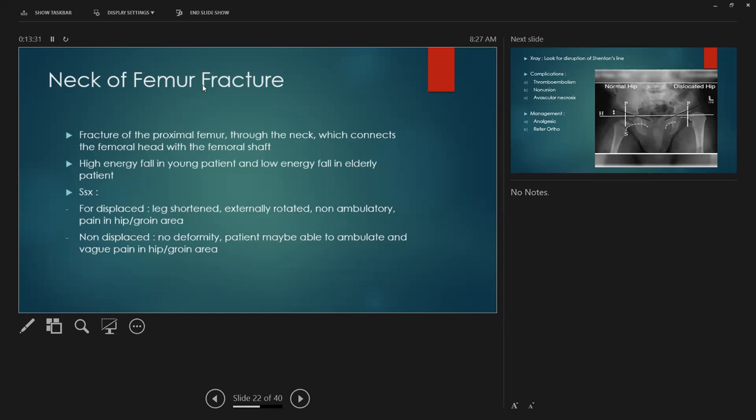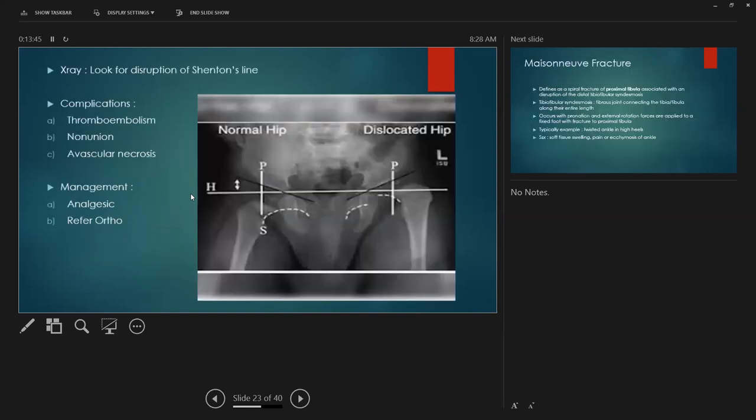Patient might not be able to ambulate and there's pain in the hip or groin area. For a non-displaced fracture, the patient might not have any deformities, might be able to ambulate, and there's mild pain in the hip or groin area. So for the X-ray part of a neck of femur fracture, you have to look for the disruption of the Shenton line.